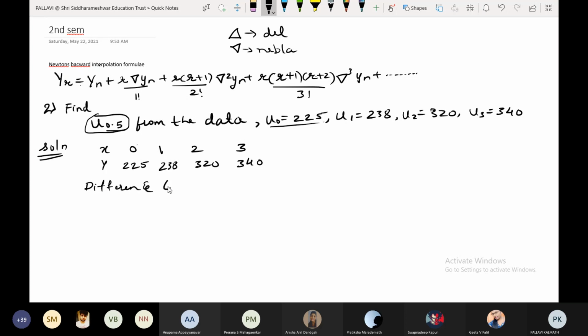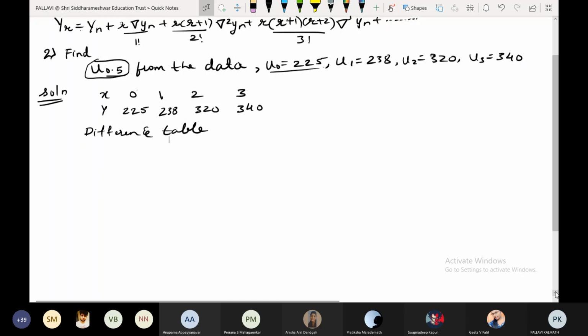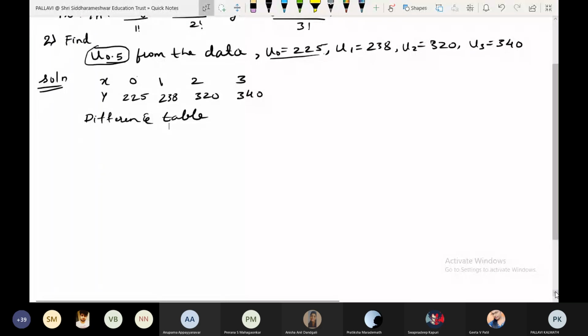Next, write the difference table. Form the difference table and tell me what values you are getting. Write in your books. Make the table X, Y, then del of Y, the first difference, del square of Y, the second difference, del cube of Y, the third difference.